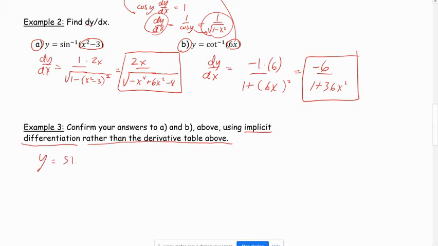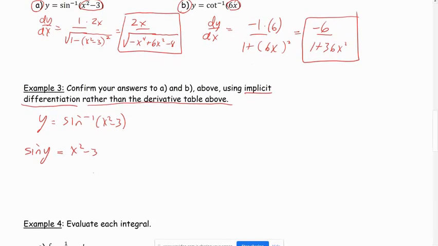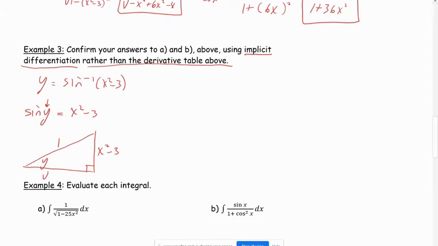We start with y equals inverse sine of x squared minus 3, and then we take the sine of both sides. So this equation is equivalent to saying the sine of y is equal to x squared minus 3. And from that, we can draw a picture of a right triangle. Remember that what's inside the standard trig function is an angle. So we can name that angle y, and sine is opposite over hypotenuse. So that means the opposite leg would have to be x squared minus 3 with a hypotenuse of 1. And so then using the Pythagorean theorem, this would be the square root of 1 minus x squared minus 3, quantity squared.